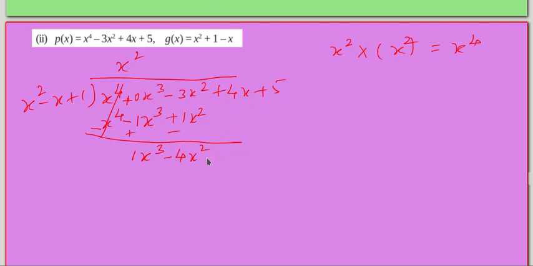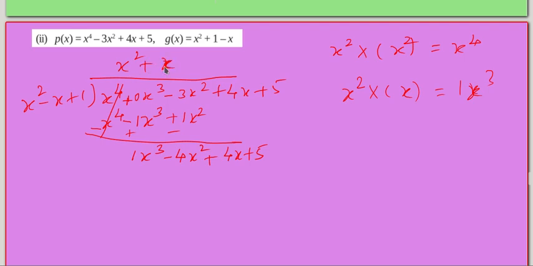Next bring these two terms also, plus 4x plus 5. Now the highest power is x cube here, and the highest power of the divisor is x square. So with x square, what do we multiply to get x cube? We have x square, only 1x is needed. So that is our coefficient now. That is our quotient, so plus x.